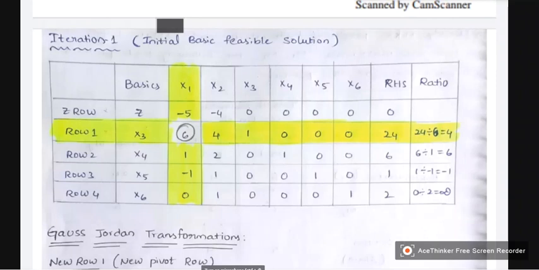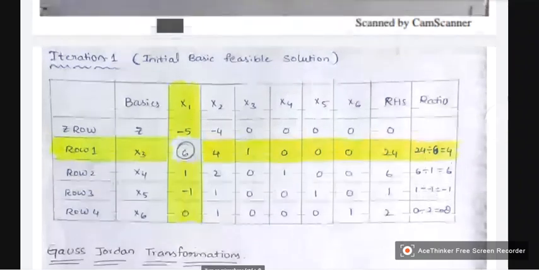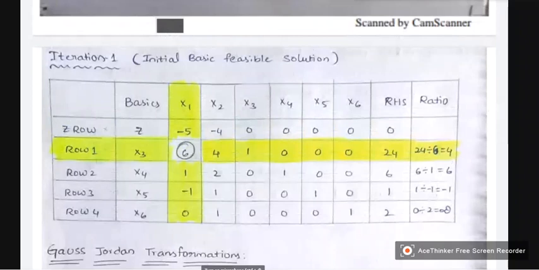If x1 is going to enter the basis, what should leave the basis? For that reason you are doing this. Proceed, Harika. Sir, we are taking the ratio and whichever is the minimum, we will take that value to iterate. Yes, that's right. What you have done is correct. Okay, proceed.